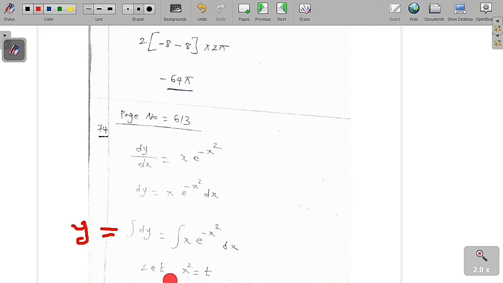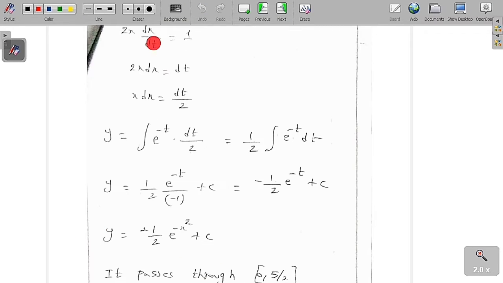Now I am going to solve this equation. Let me assume that x square is equal to t. Then if I differentiate with respect to t, 2x into dx by dt is equal to 1, because x square is equal to t. If I take dt to the RHS, we get 2x into dx is equal to dt. So x into dx is equal to dt by 2.